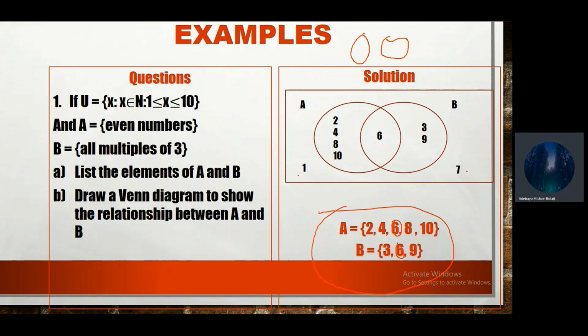Now, this 1 and 7, why are they there? 1 and 7 are the complement of the union of A and B. What do I mean by that? It means they are in the universal but not in subsets A and B. I'm sure we all understand this example. Let's quickly go on to our next example.